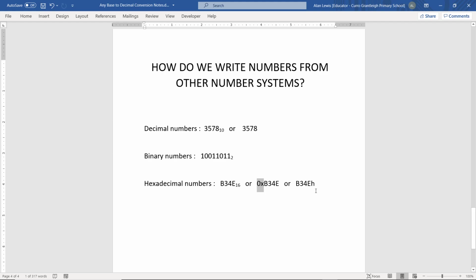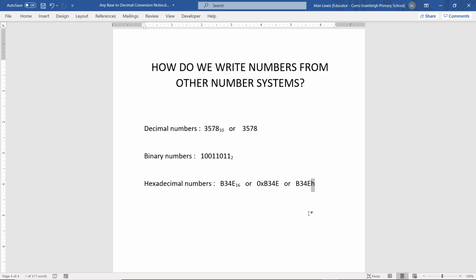The third way to do it is to put a little h at the end of it. So the number is B34E with a lowercase h at the end. Now this is important as well because the h is not part of the number. I've seen some people get confused, thinking that f is 15, so h must be 17 or something like it, but that is not what it is. The h is just there to show you that the number B34E is hexadecimal. It just shows you that it is a hexadecimal number.